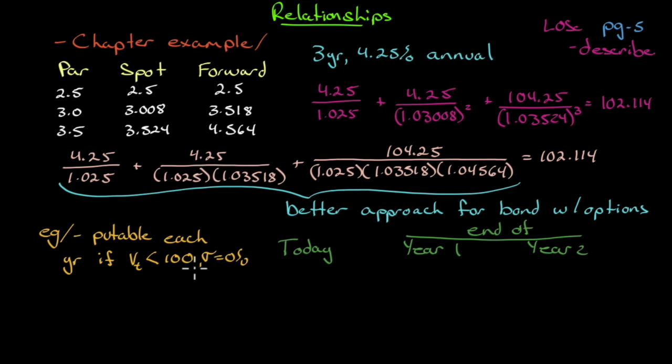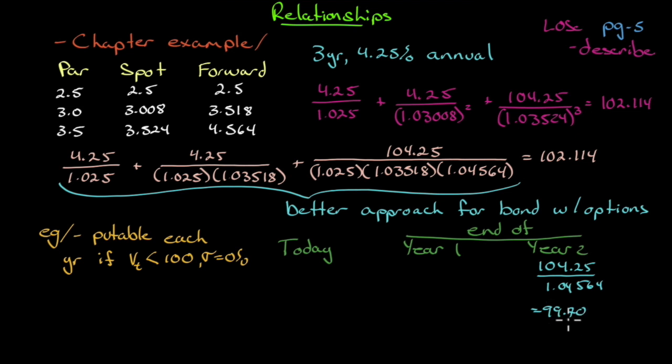So what do we have at the end of year 2? We have to discount back our cash flow, and at that point it's 104.25, and we're going to discount it back at 1.04564, and we will get 99.70. Is it less than 100? It is. So it's in the money by 30 cents, or by 0.30, right?